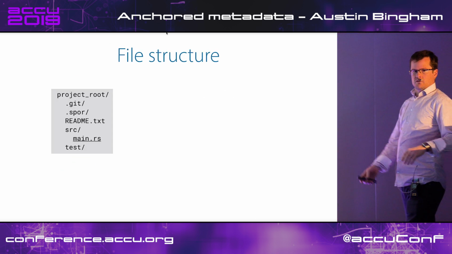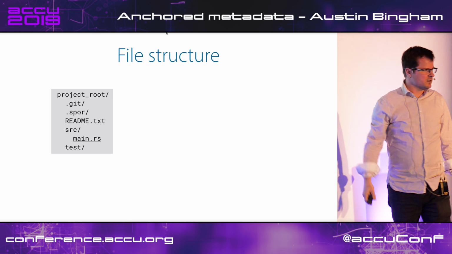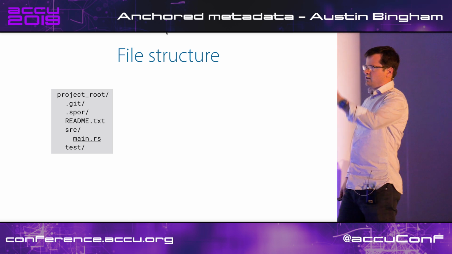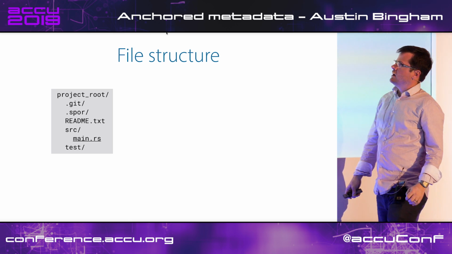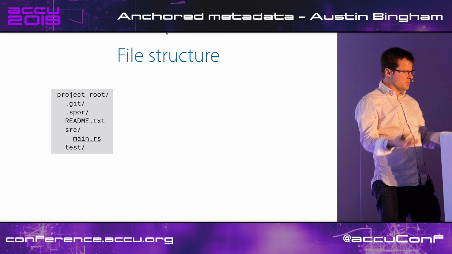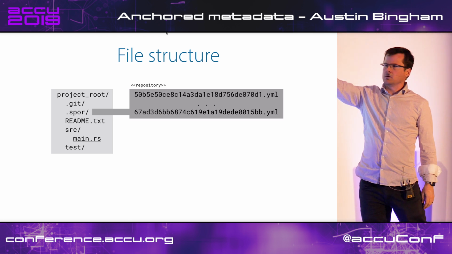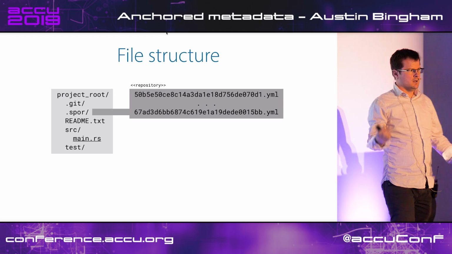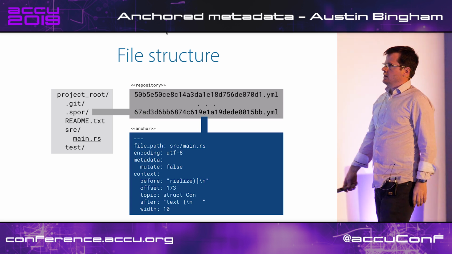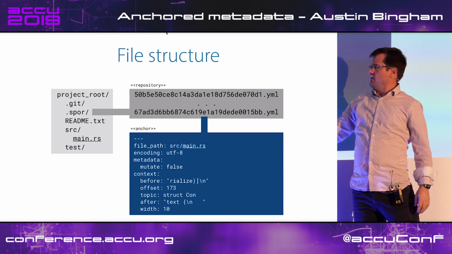Okay, so Spor needs, of course, a bit more. It's not just data structures and algorithms. It has to store stuff on the disk and so forth. So what we have here is a typical project structure, let's say. This is actually an invalid project structure for Rust, but you have your .spor directory. Spor needs a place to store the metadata, and that's where it puts it. And that is just a directory containing a bunch of YAML files that are given UUIDs, these big hexadecimal names. Each of those YAML files contains something like this, saying which file it anchors, what's the encoding of that file, what's the metadata for that file, plus the context.